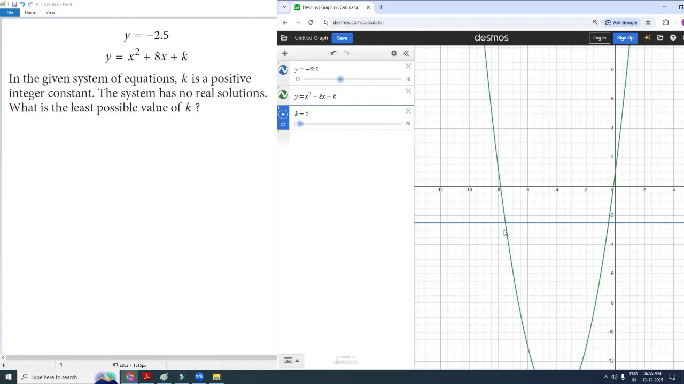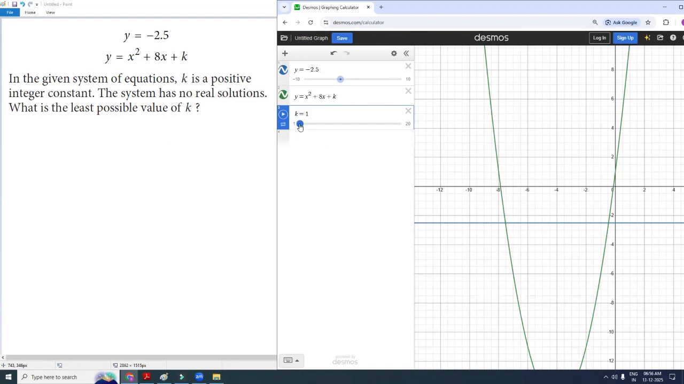Here in Desmos, the graphs of the two equations intersect at 2 points. That means the given system has two solutions. According to the given information, the system has no real solutions. That means the two graphs should not intersect. So accordingly, we have to adjust the values for k.